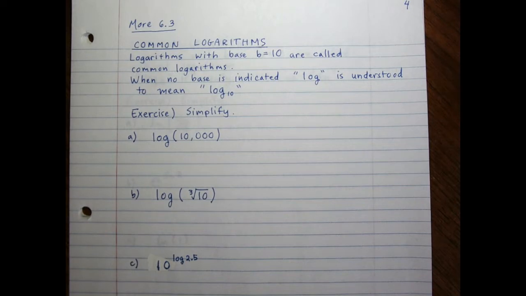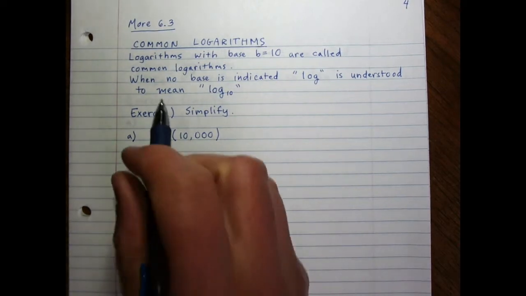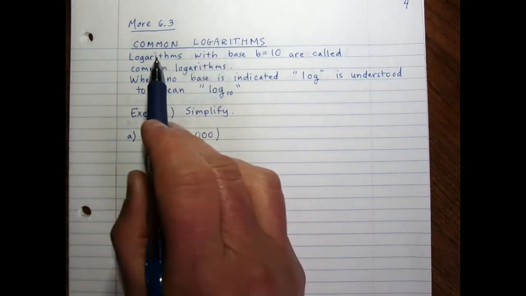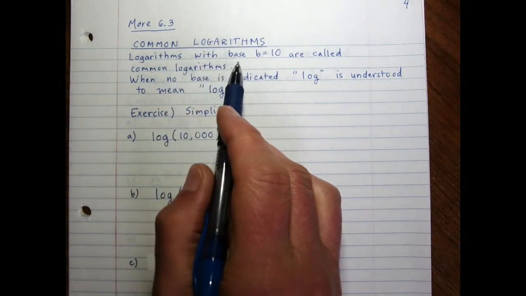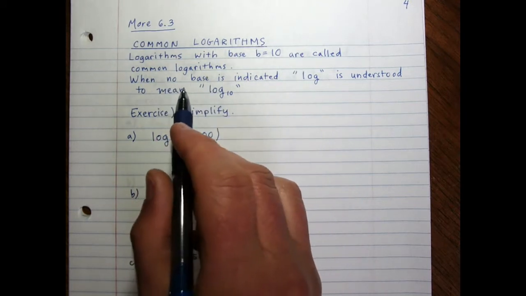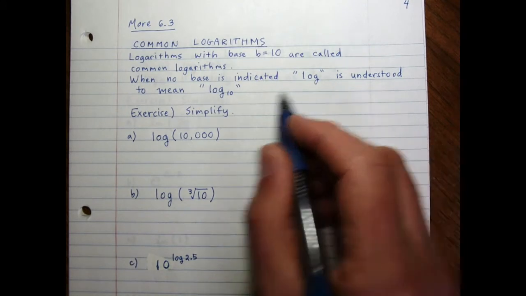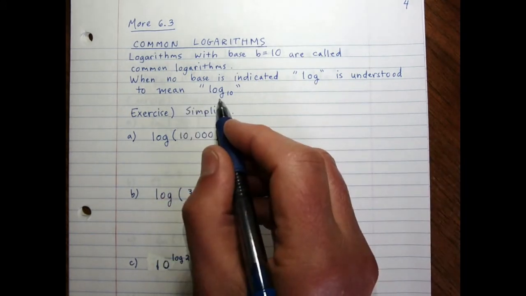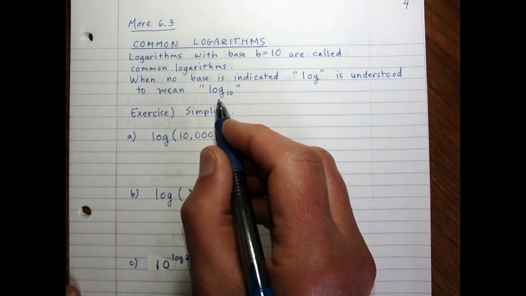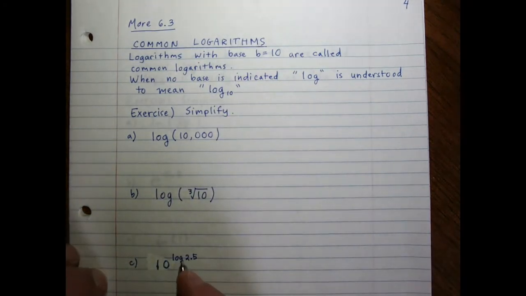So now we're going to look at a couple different types of special logarithms. One of those special kinds is called common logarithms. Logarithms with base b equals 10 are called common logarithms. When no base is indicated, log is understood to mean log base 10. So let's go ahead and do some of these simplification problems.